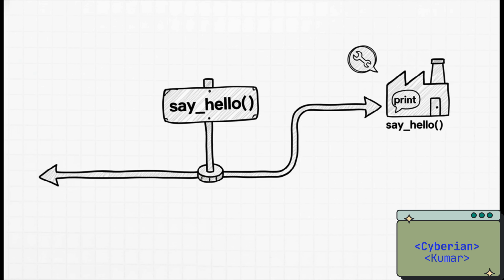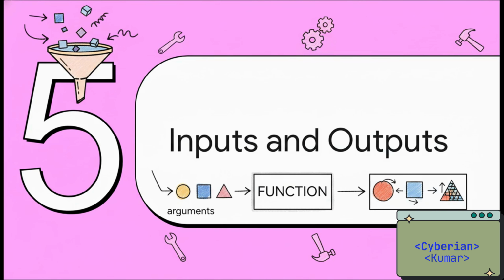That's the signal for your program to say, okay, pause what I'm doing, go run the code inside that say hello function, and then come right back here. Now, most tools aren't all that useful if you can't give them some materials to work with, right? A saw needs wood, a hammer needs a nail. Functions are exactly the same. They often need inputs, which we call arguments, and they often produce an output, which we call a return value.